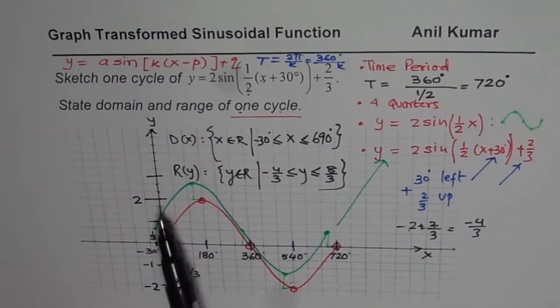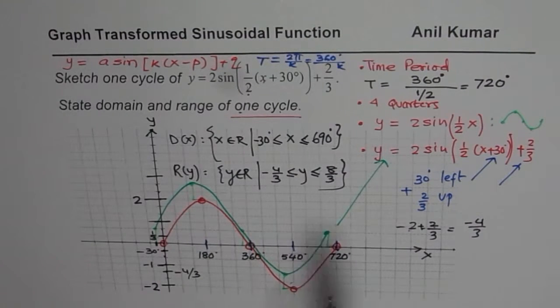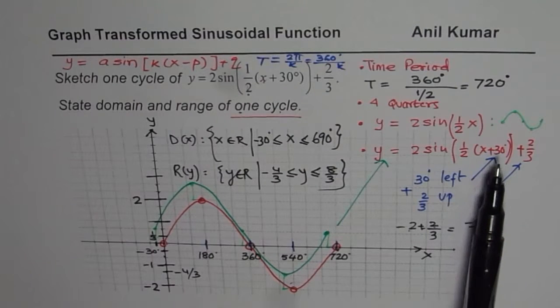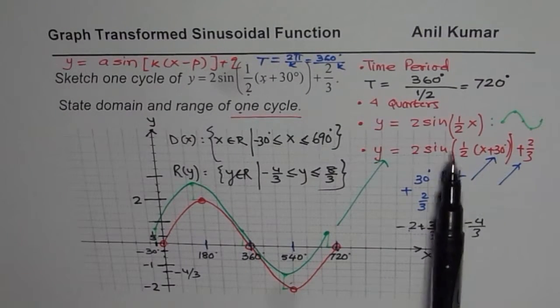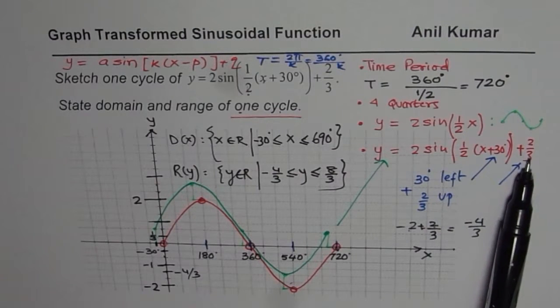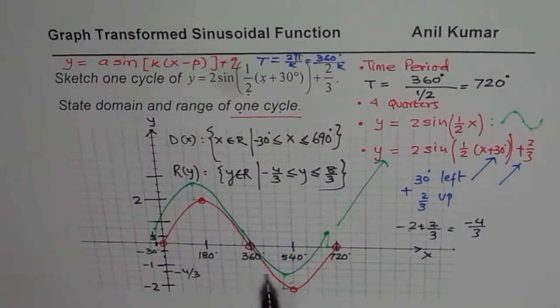Now the final sine wave is drawn by taking care of translations. Horizontally translate 30 units, 30 degrees in this case, left, and 2 by 3 units up. That gives you the graph in green, which is the final graph. I hope these steps are absolutely clear. Adopt these steps and see how easy the rest of the questions can be.